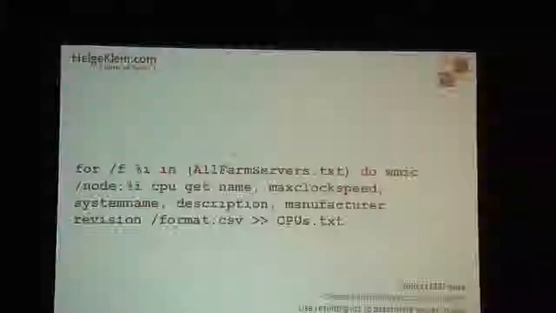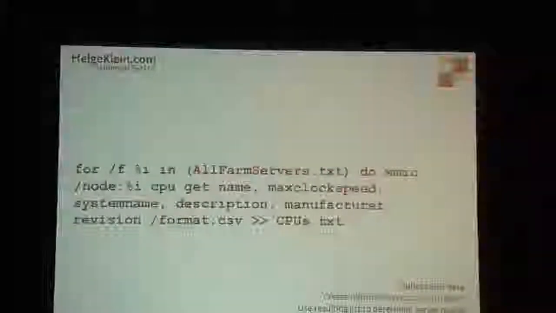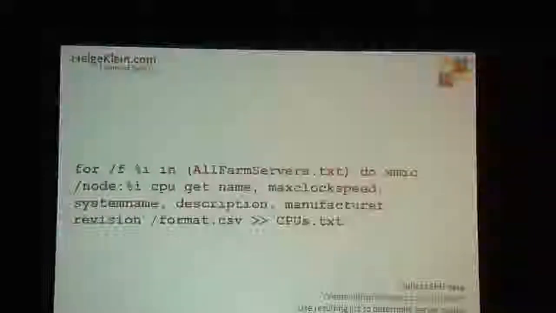We want certain information about the CPU of each system, like the name, the clock speed, description, and some other stuff. We'll query that for every server in our existing farm. For that, we need, of course, a list of all the servers in the farm. In this example, the list is called allfarmservers.txt.